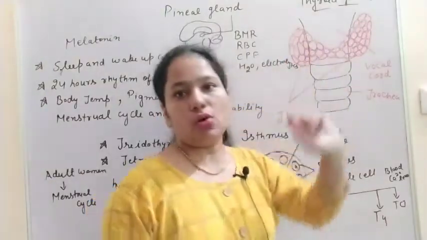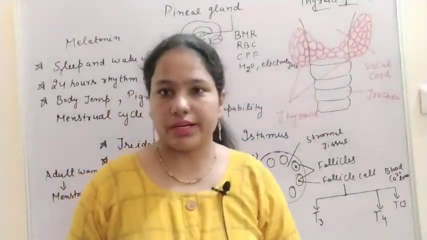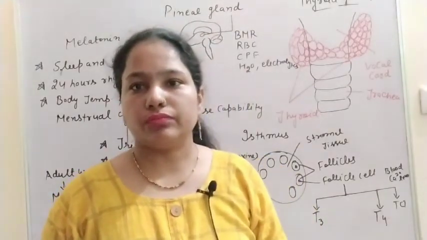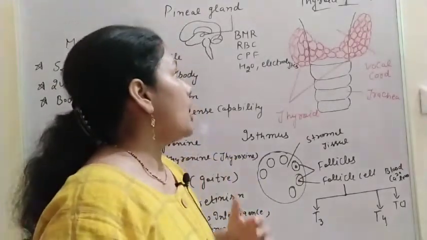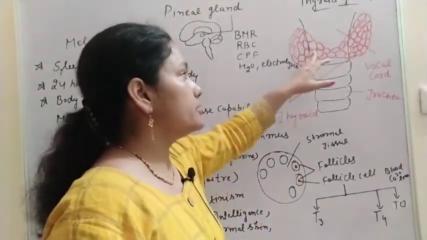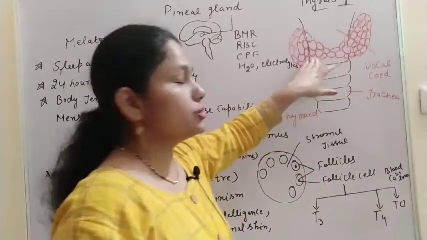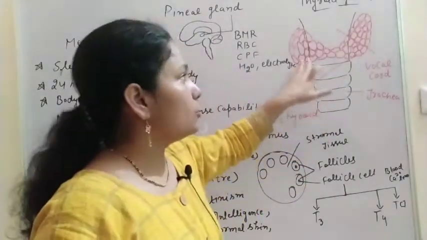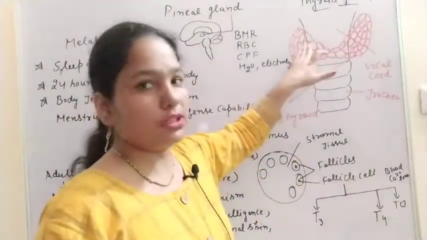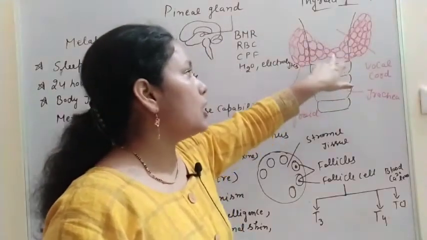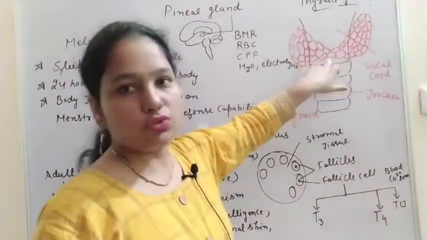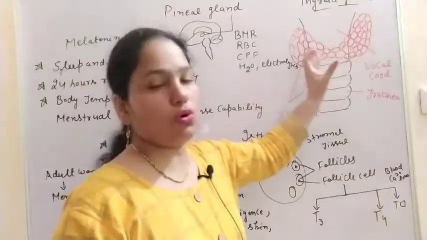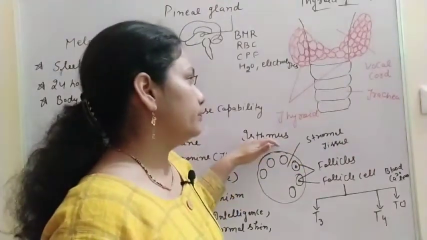The thyroid gland is also known as the largest endocrine gland. The largest gland is the liver, but the largest endocrine gland is the thyroid gland, and it is present on either side of our trachea. The shape of the thyroid gland is butterfly shape, and there are two lobes in the thyroid gland, and both the lobes are connected with a connective sheath, and that connective sheath is known as the isthmus.